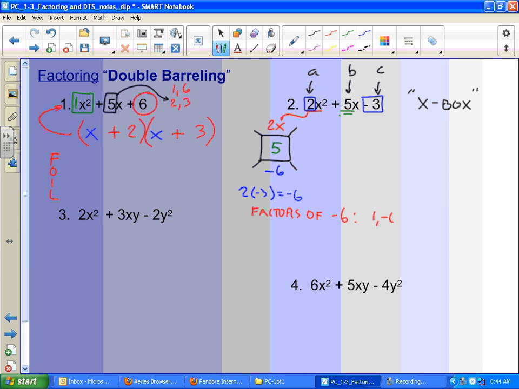We could have 1 and negative 6. We could have negative 1 and positive 6. We could have 2 and negative 3. We could have negative 2 and positive 3. And I'm looking for the group of factors that add up to, in this case, our b value, which is a 5. Negative 1 plus 6 adds up to 5. And so those factors go into these two positions, negative 1 and 6.